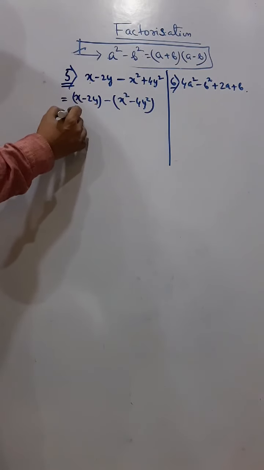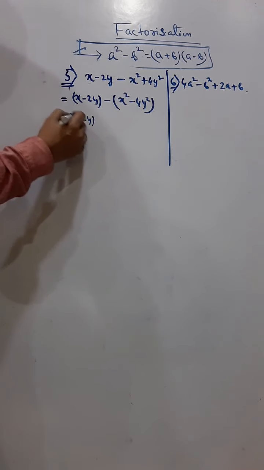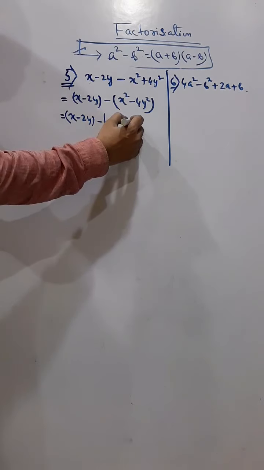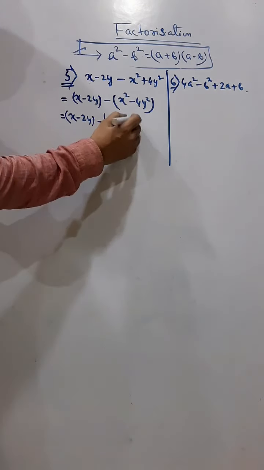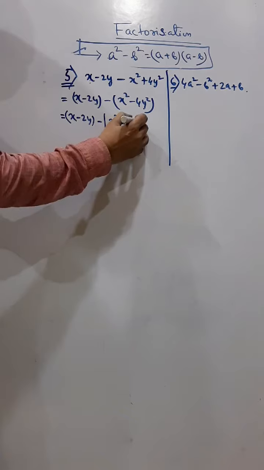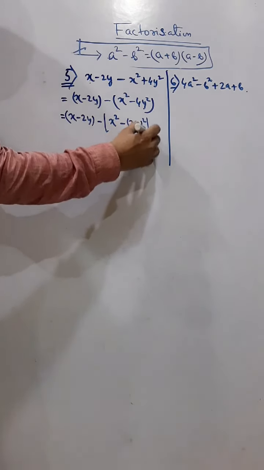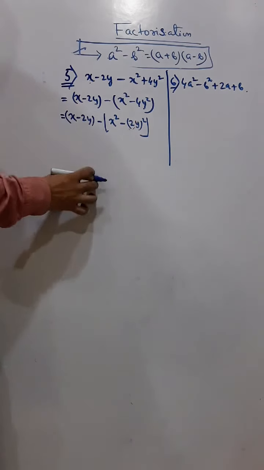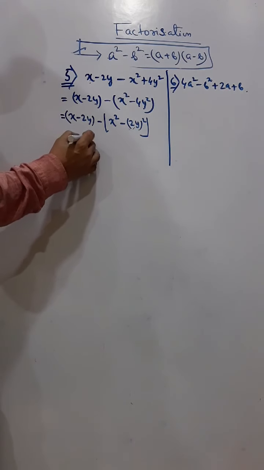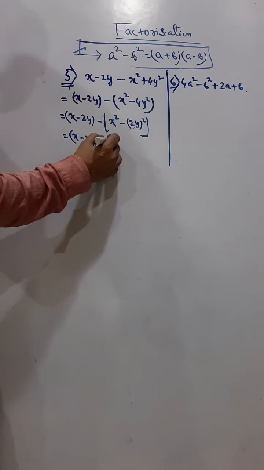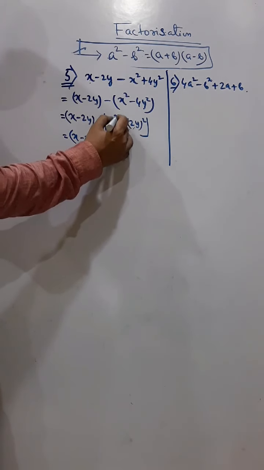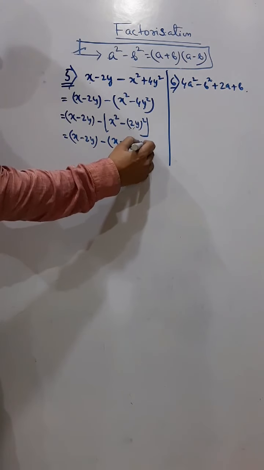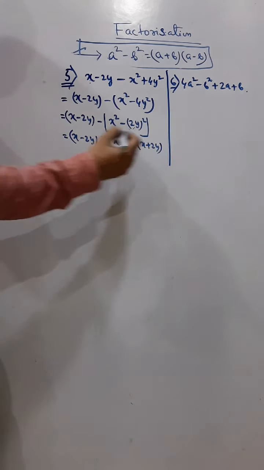Now this one nothing to do, so x minus 2y. But this one I can write in the form of x square, and this one I can write in the form of 2y whole square. Now this is a square minus b square, so here I will not do anything. Again I will write here x minus 2y, and now what I can do here, a square minus b square, this I can write as x minus 2y and x plus 2y.